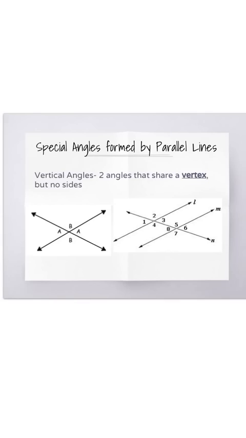Remember that vertical angles are two angles that share a vertex but no side. Remember, they are the V's that point at each other and only meet at the vertex, or one point. It would be A and A, or B and B.